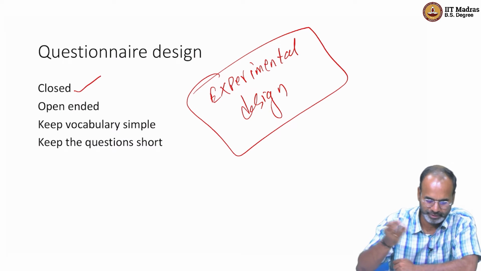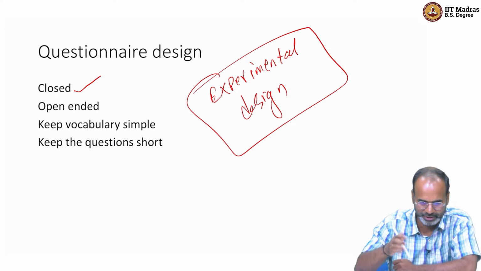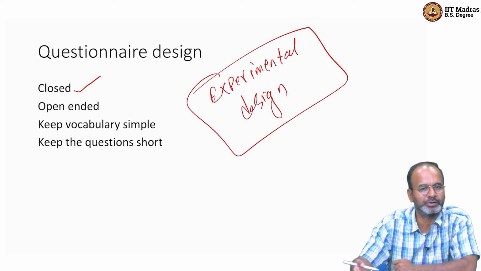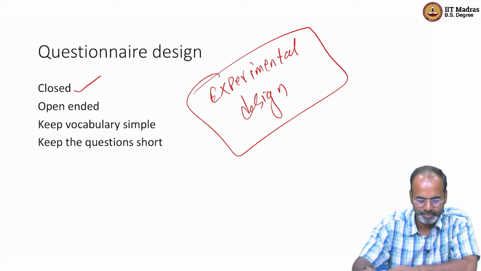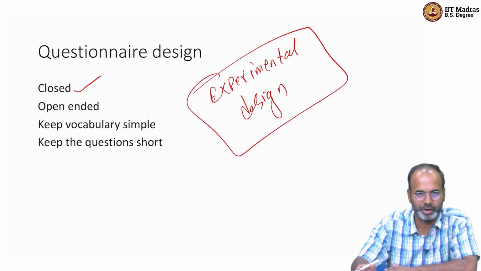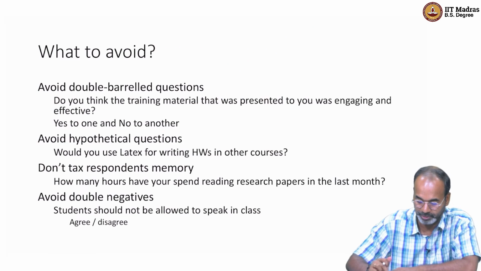Closed questions, open-ended questions. How do you feel about taking this course? It's an open-ended question. Whereas closed would be on a scale of 1 to 5, tell us how the course is. Keep vocabulary simple. Do not use a lot of jargon. We are very well known to use jargon. Keep the question short, right? As much as possible, keep it short.